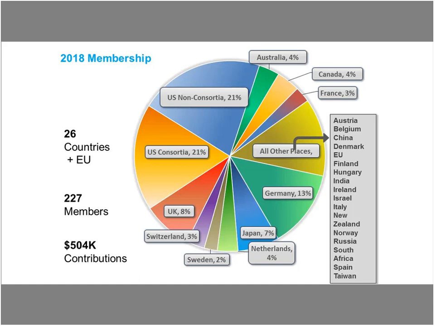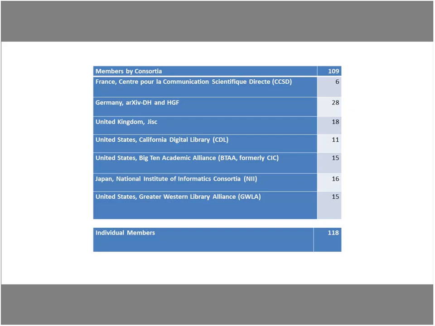About 68% of membership is from countries other than the US. And something I want to note is that we greatly benefit from our collaboration with consortia. As you would see from this chart, France, Germany, United Kingdom, Japan, and then there are three consortia from the United States. These organizations greatly help us by gathering donations, gathering funding from their member institutions, and also encouraging them to give.